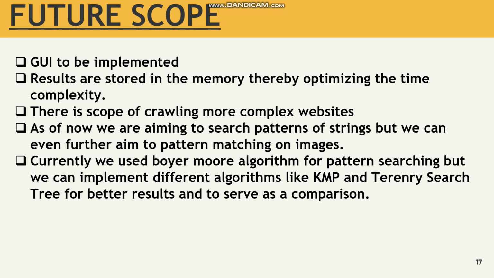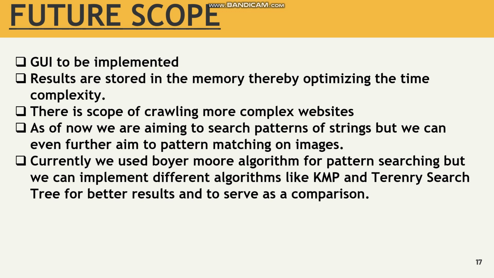Thanks, Mayank. As the future scope of the web search engine, the GUI, which is the graphical user interface, is to be implemented. The results that are stored in memory will thereby optimize the time complexity. There is an equivalent scope of crawling more complex websites. And as of now, we are aiming to search the patterns of strings, but we can even further aim at pattern matching on images in the future.